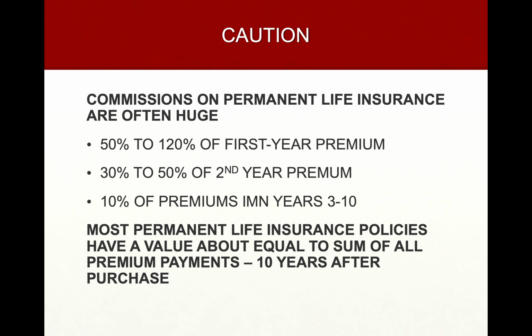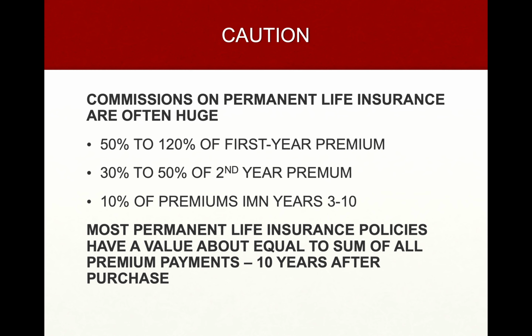Commissions on selling permanent life insurance are huge. A lot of companies will pay for whole life insurance 50 to 120% of the first year premium. So, for example, you sell a $2 million policy, the first year premium is $7,000 or $8,000. You, as a life insurance agent, could get paid somewhere between $5,000 and let's say even $12,000 for selling that. You also get 30 to 50% of the second year premium in a lot of cases, and then 10% of the premiums for years 3 through 10.